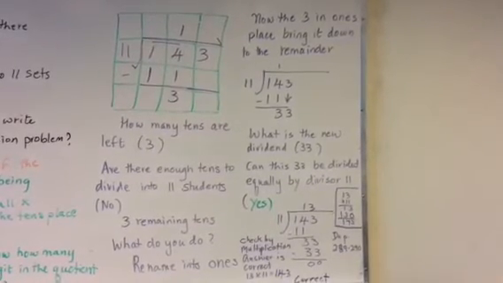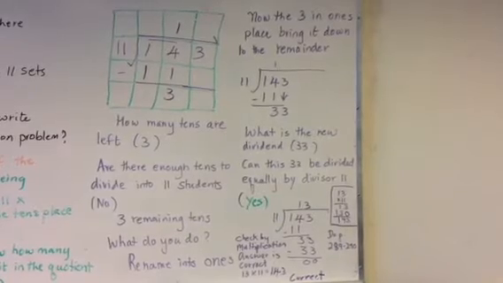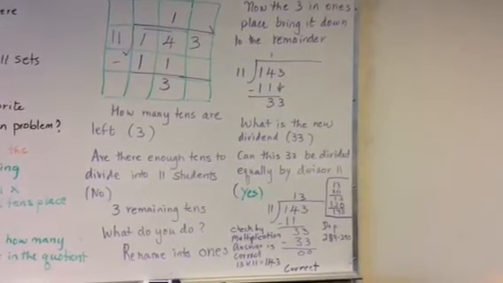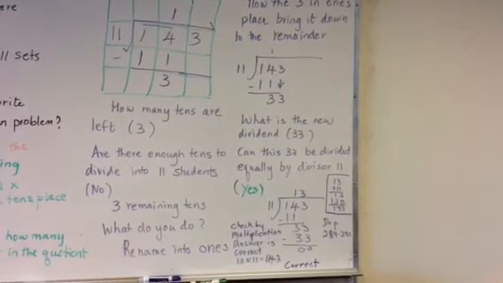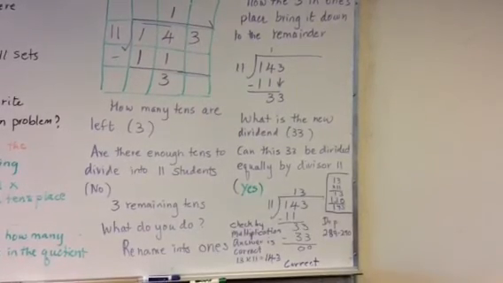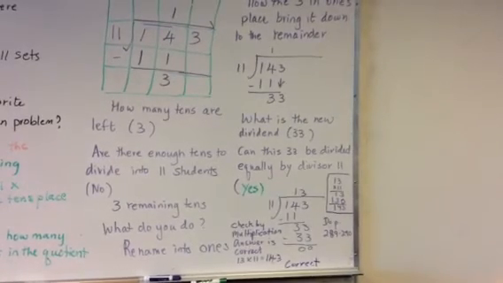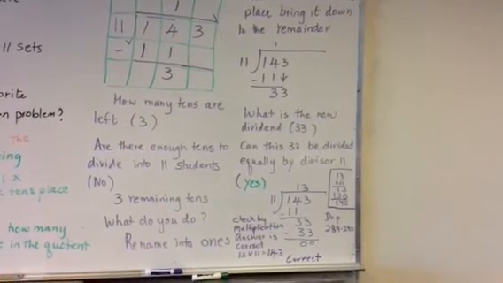Can this 33 be divided equally by divisor 11? Yes. 11 will go in 33 3 times. So you write 33 below the 33, and then you subtract. 3 minus 3 is 0. 3 minus 3 is 0. And 13 is your quotient.